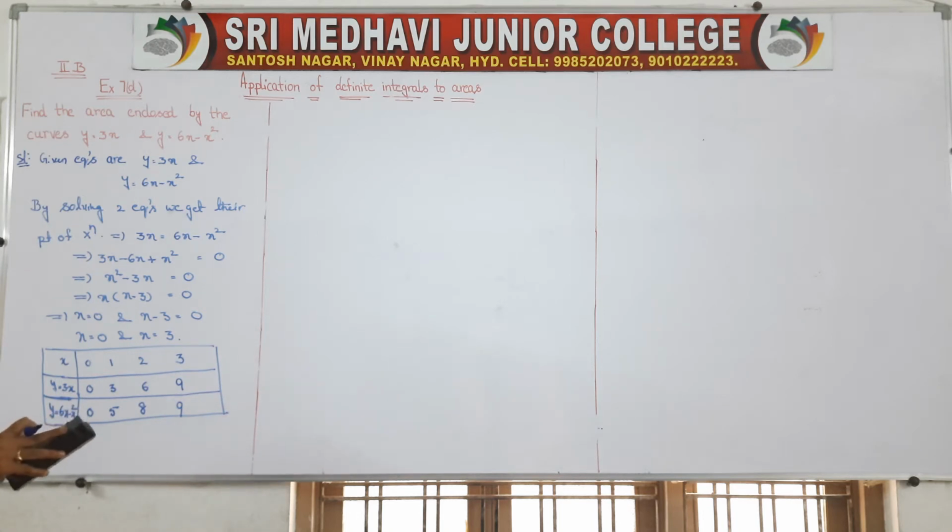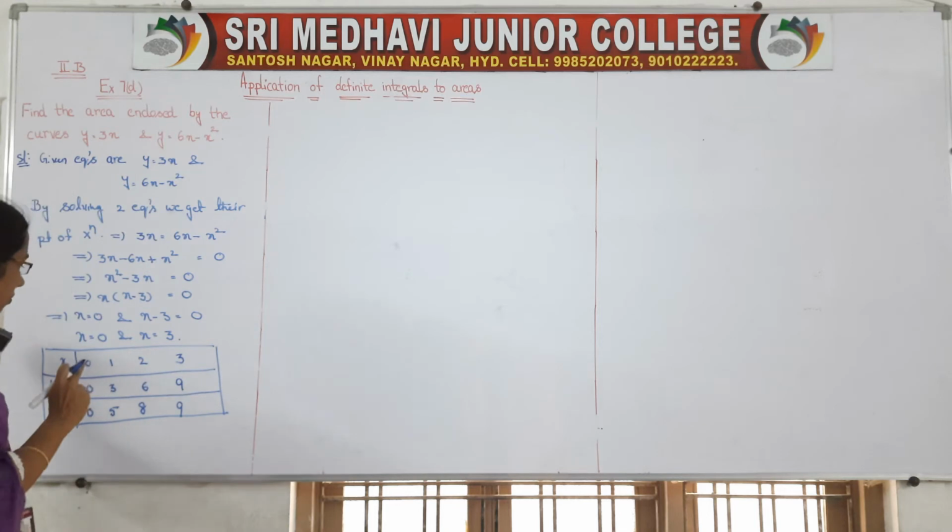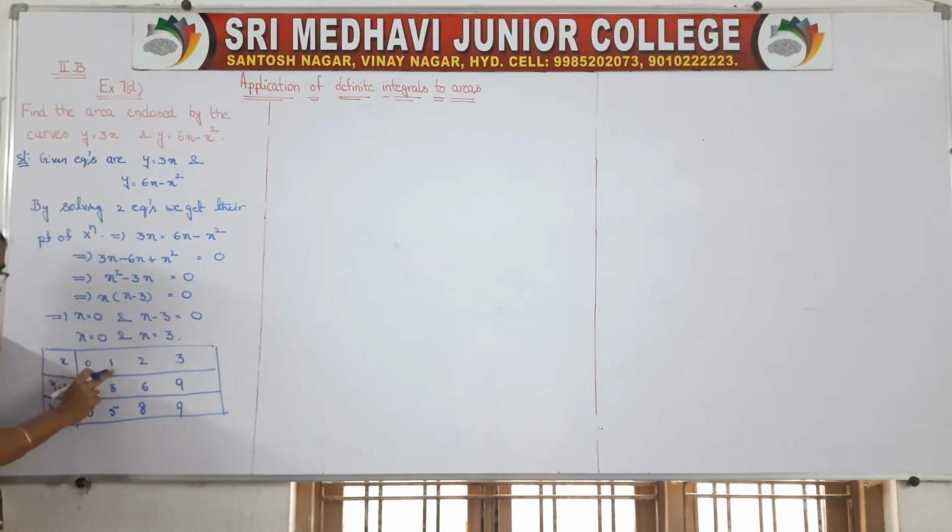Now try to draw the diagram for this. So observe, x values are 0, 1, 2, 3 and y values are 0, 3, 6, 9.